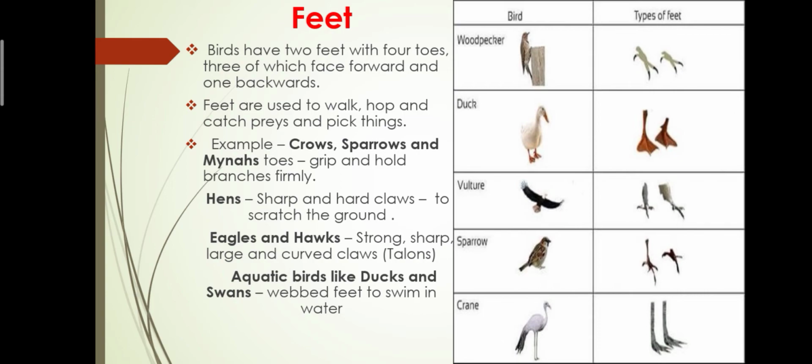For example, crows, sparrows, and mynas have toes that grip and hold the branches of the trees. Hens have very sharp and hard claws to scratch the ground because they usually find their food in the ground. Eagles and hawks have very sharp, strong, large and curved claws, also known as talons. Now the last, aquatic birds like duck and swan have webbed feet so they can easily swim in the water.